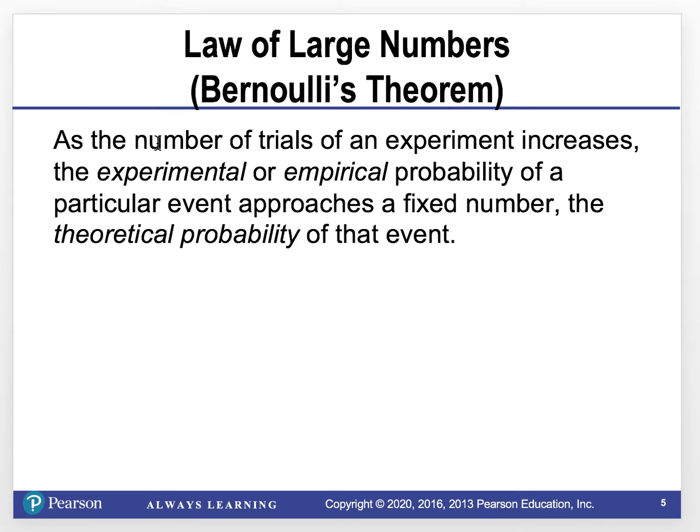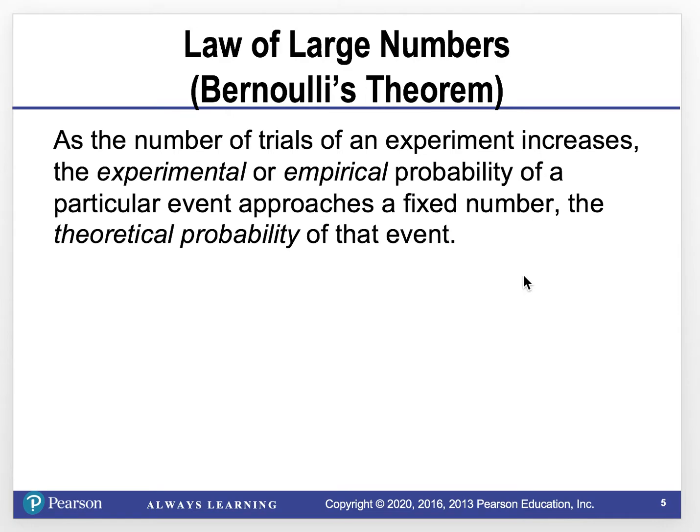And also, I'll warn you, a lot of these slides use that crazy English to explain their ideas. So hopefully watching these videos, I can break that down a little bit. So here's how they're stating Bernoulli's law of large numbers. As the number of trials of an experiment increases, the experimental or empirical probability of a particular event approaches a fixed number, the theoretical probability of that event.